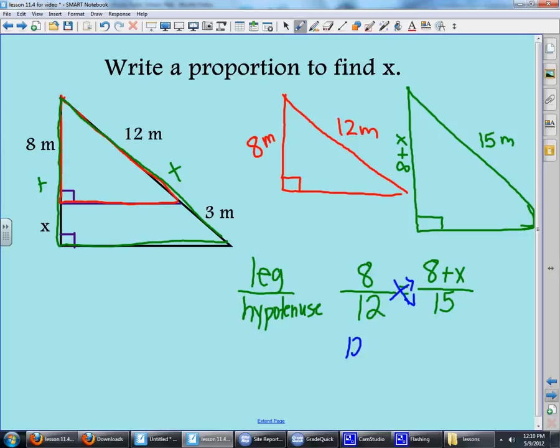So we have 12, and we have to put parentheses around this here because it's times this quantity, 8 plus x. And that's going to equal 8 times 15, which is 120. So before we can go any further, we need to distribute the 12. So we're going to multiply 12 times 8 as well as 12 times x. So 12 times 8 is 96 plus 12x is equal to 120.